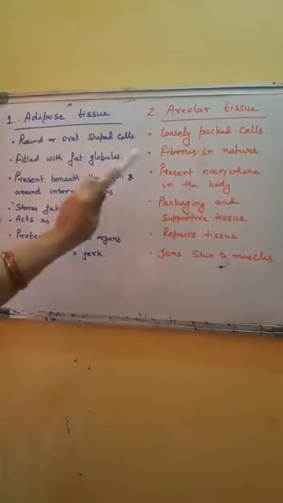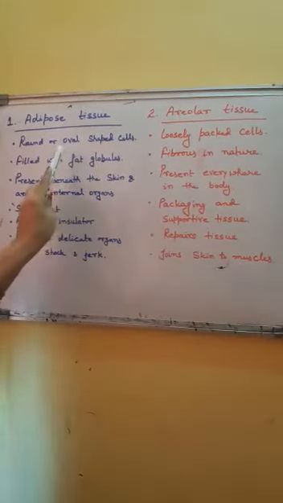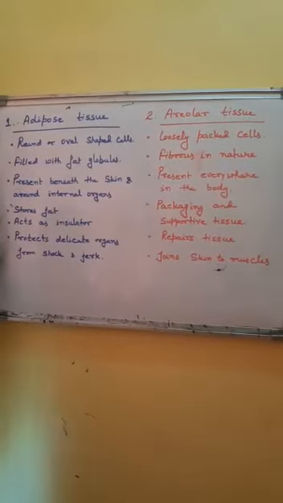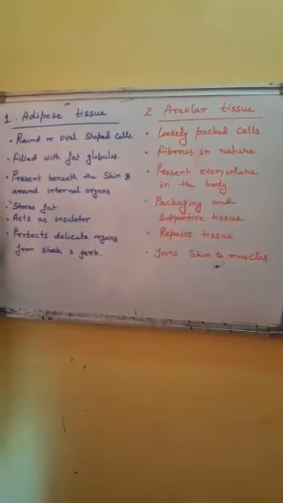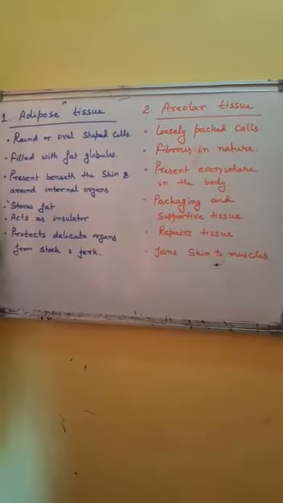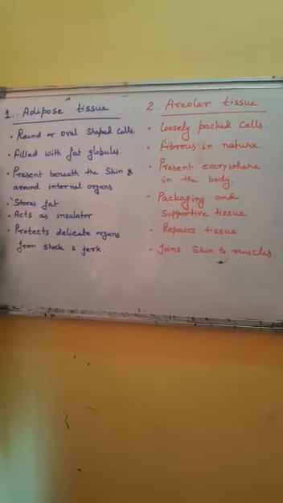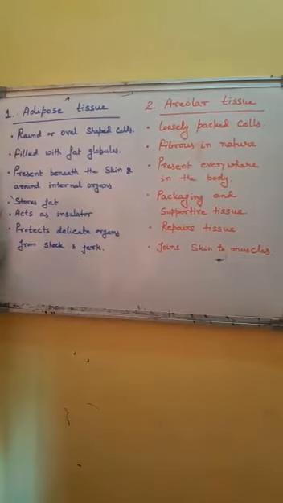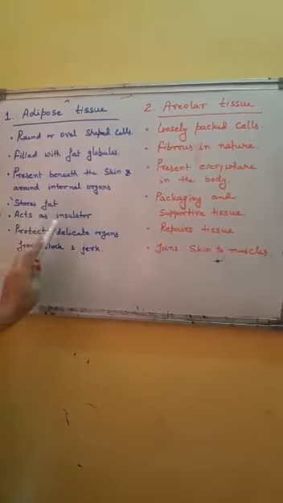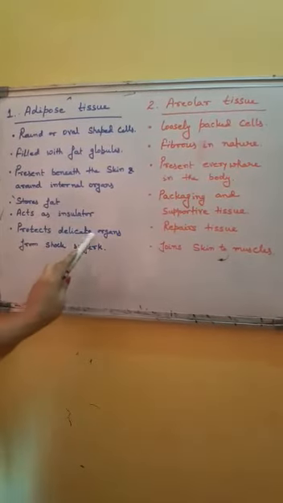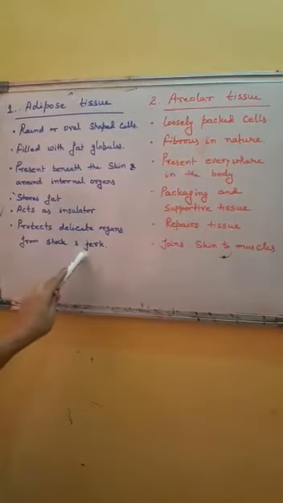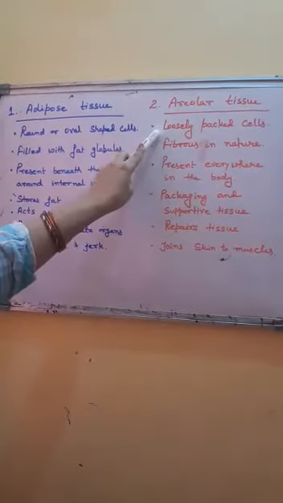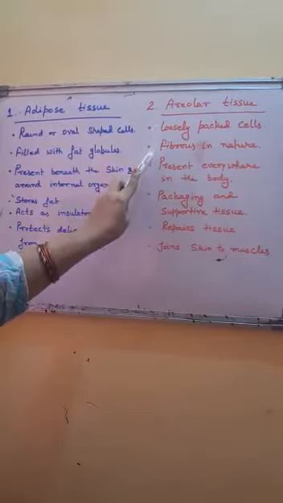So there are two connective tissues, adipose and areolar, that we studied so far. Adipose tissue has round or oval shaped cells filled with fat globules, present beneath the skin and around internal organs. Its function is that it stores fats, acts as an insulator and protects delicate organs from shock and jerks. On the other hand, areolar tissue is a group of loosely packed cells which are fibrous in nature.